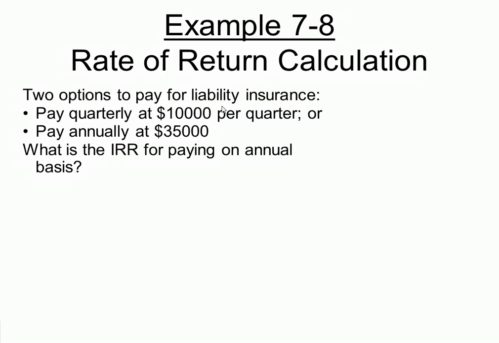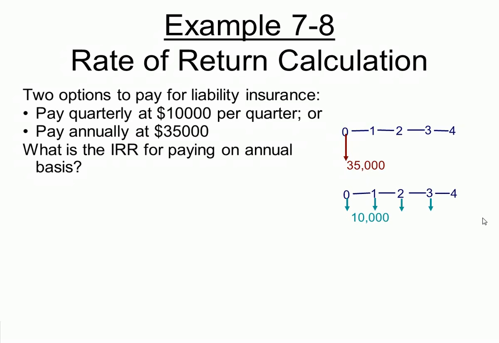We can pay quarterly at $10,000 per quarter, or you can pay annually at $35,000. So what is the rate of return for paying on an annual basis? Again, the annual basis is a much better deal. We have 4 quarters, therefore 4 different time periods. We pay at the beginning, so at time 0 we pay 35, versus paying quarterly at the beginning of each quarter.